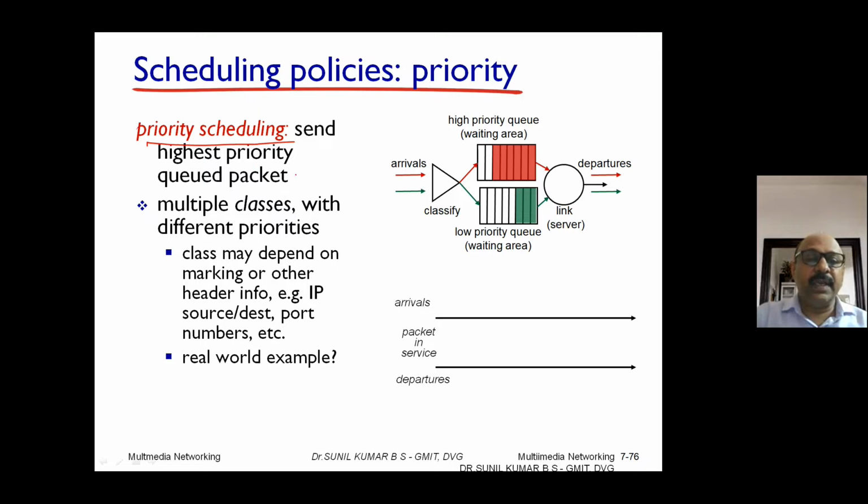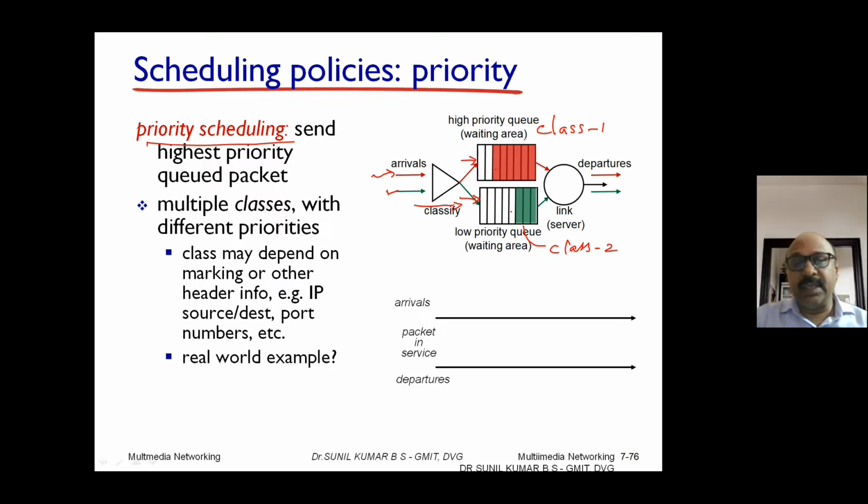In this priority scheduling technique, the highest priority queued packet is sent first. Firstly, you have to segregate two prioritized classes of queues. This is class 1, and let us assume class 2 service packets. Already we have said that each of these packets is marked. Here you can see class 2 is marked with green color, class 1 with red color. The moment they arrive at the router, they are segregated and put in different queues. Class 1 queue is different, class 2 queue is different.